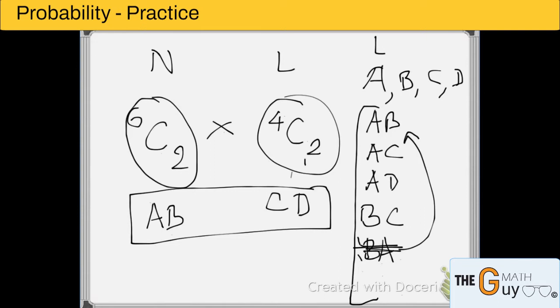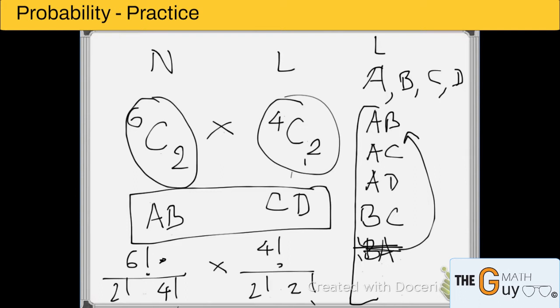How would I compute 6 choose 2? It would be 6 factorial divided by 2 factorial times 4 factorial. Multiplied by 4 choose 2, which is 4 factorial divided by 2 factorial times 2 factorial. I can straight away cancel these out. Next slide for the simplification.